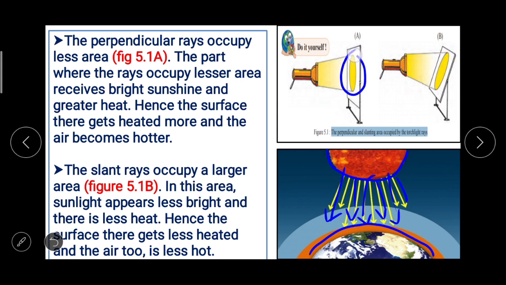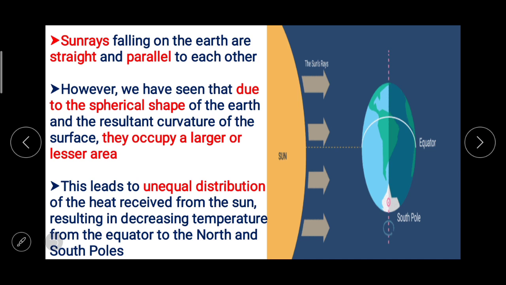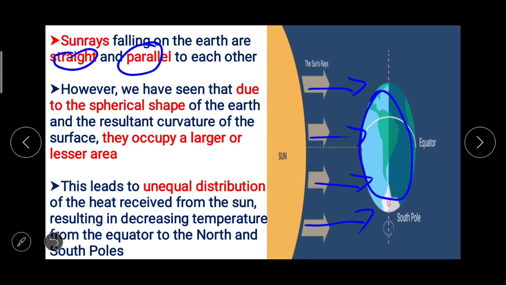In short, यहाँ पे देखो, sun rays falling on the earth are straight and parallel to each other. Here you can see straight, straight and parallel. However, we have seen that due to the spherical shape, not exactly circular, earth का shape हमें पता है कि exactly circular नहीं है, which is spherical. So due to the spherical shape of the earth and the resultant curvature of the surface, they occupy a larger or lesser area, and this leads to unequal distribution of heat.